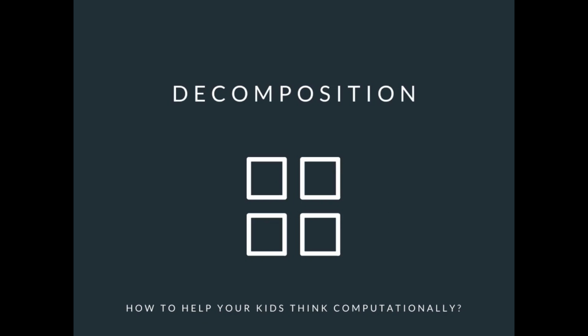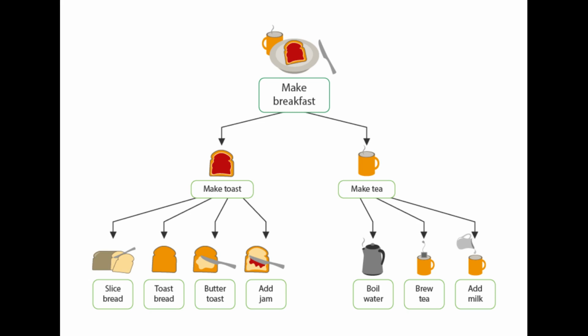Decomposition in computer science, also known as factoring, is about breaking a complex problem or system into smaller parts that are easier to conceive, understand, program, and maintain. Decomposition helps us solve complex problems and manage large projects. So let's say you're trying to teach a similar skill to your 8-year-old kid. Let's say you want your 8-year-old daughter or son to make breakfast for themselves. For her or him, it would be a very large project.